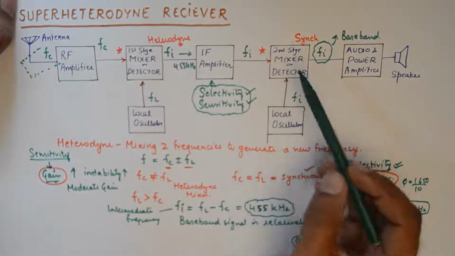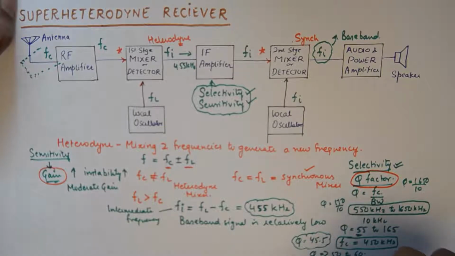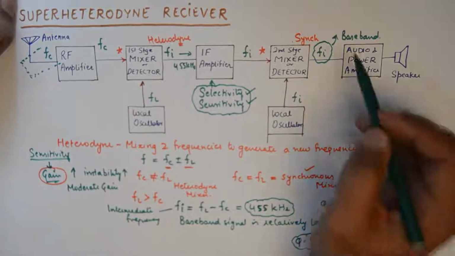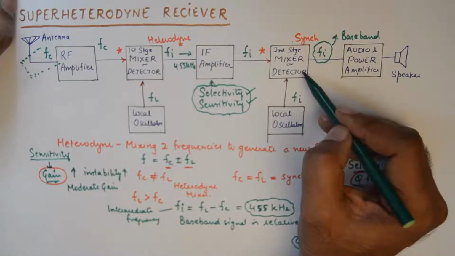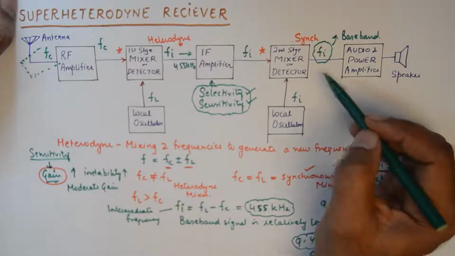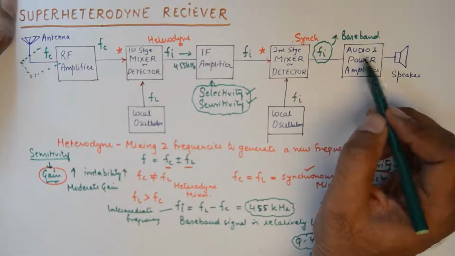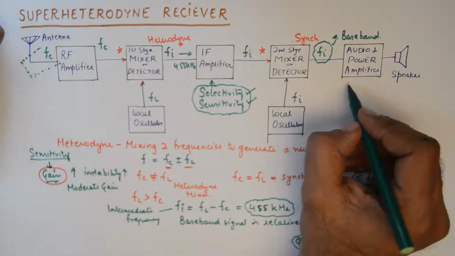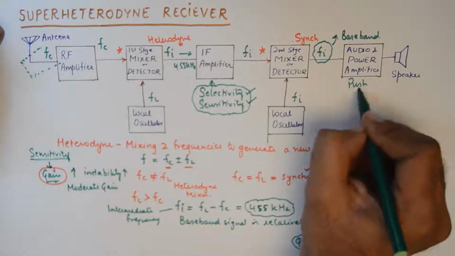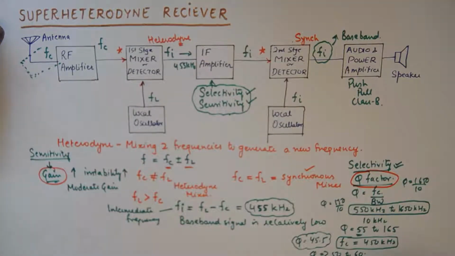If you're not clear about synchronous mixing for retrieving the baseband signal, I highly recommend that you watch the other video where the detection process is explained separately. At the output of the second stage, or a series of n stage detections which are synchronous, we get the baseband signal, which is further amplified in terms of audio and power to be made suitable for the speaker. And this is a push pull class B amplifier as mentioned in the previous videos.